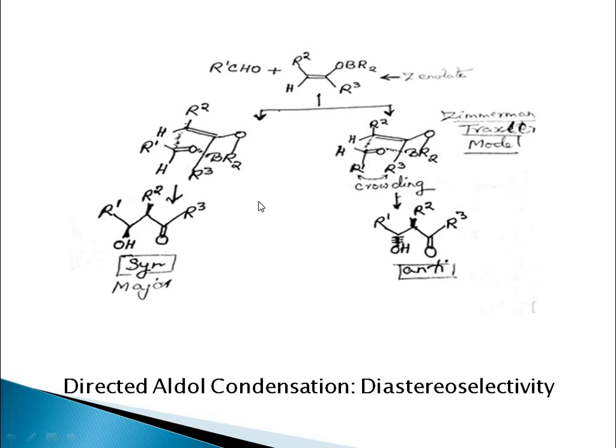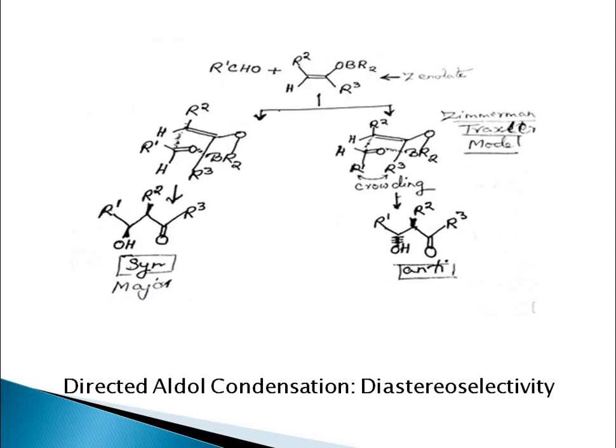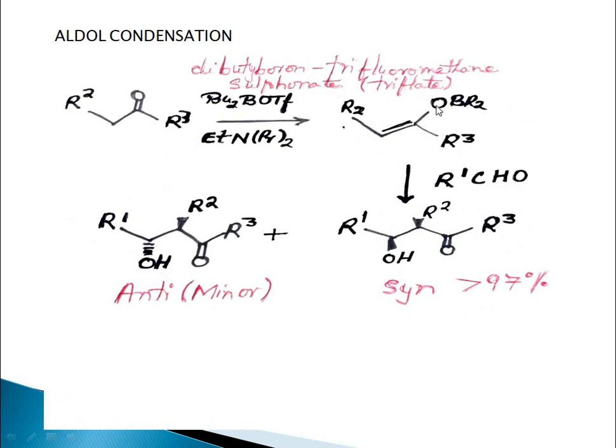So what have we done? By separating the Z form, which is more stable, by using our dibutylboron trifluoromethanesulfonate, triflate, we have been able to isolate syn as the major product. Why? Before forming syn as the major product, we isolated the Z enolate, which again is the major, since the bonds between oxygen and boron are short, so there will be less crowding in the Z form rather than the other form of the enolate, which will be the E form.